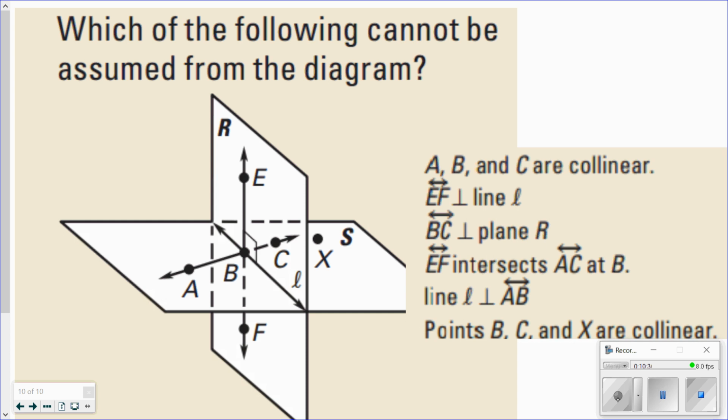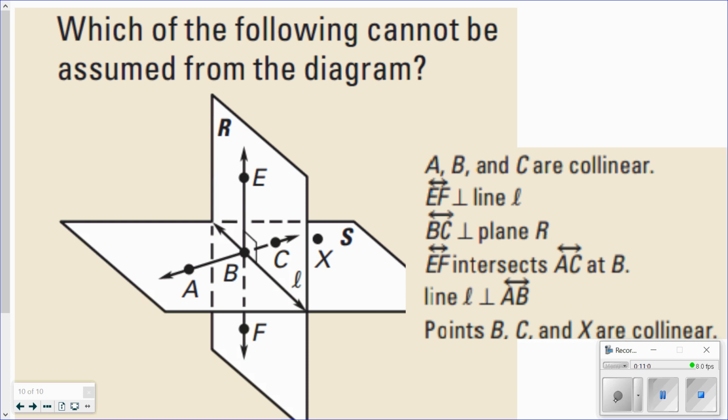Line EF is perpendicular to line L. Can we assume this? Well, let's look at our picture. So EF is this line here. Line L is this line here. If you look closely, you see that box. So are they perpendicular? Yes, they are. So we can assume this.